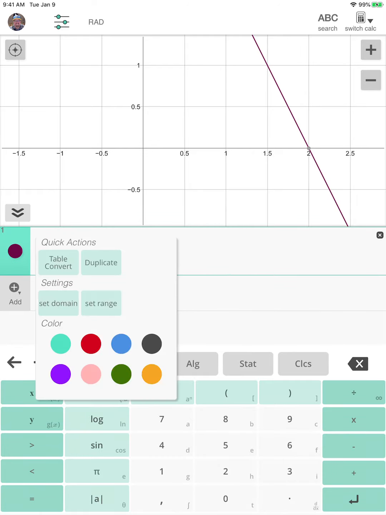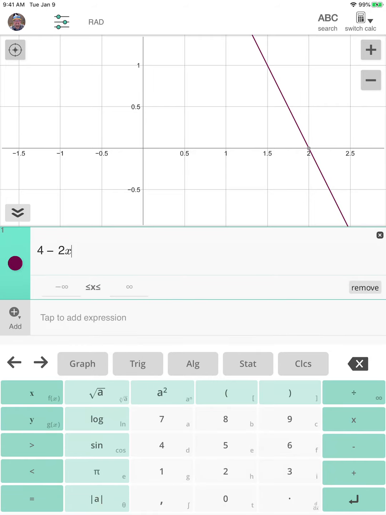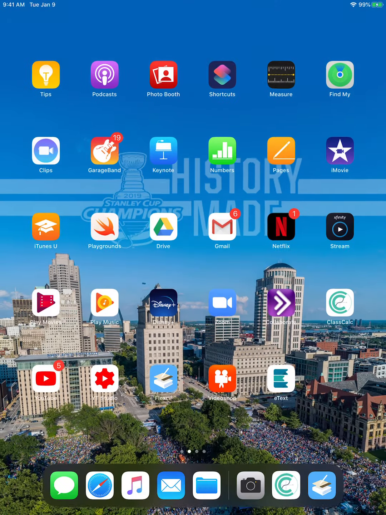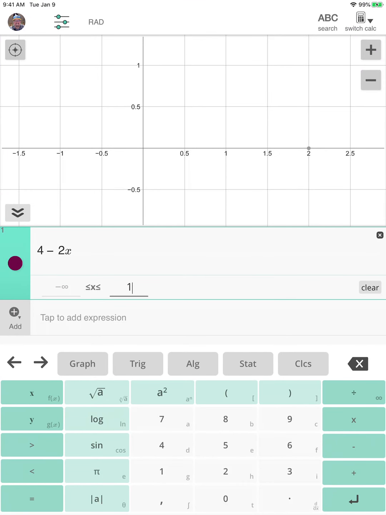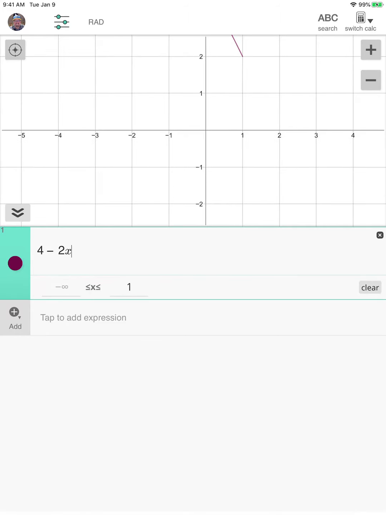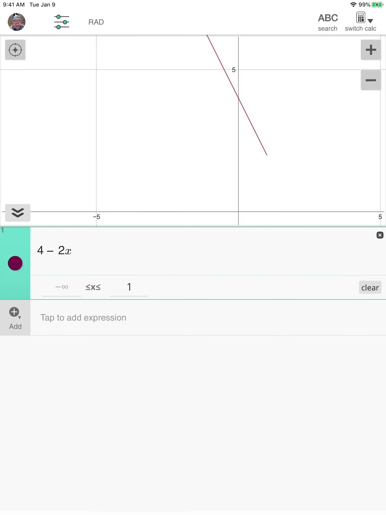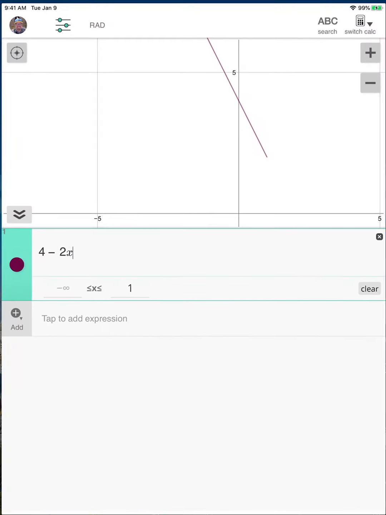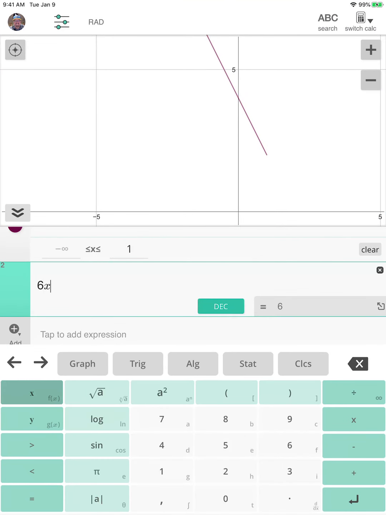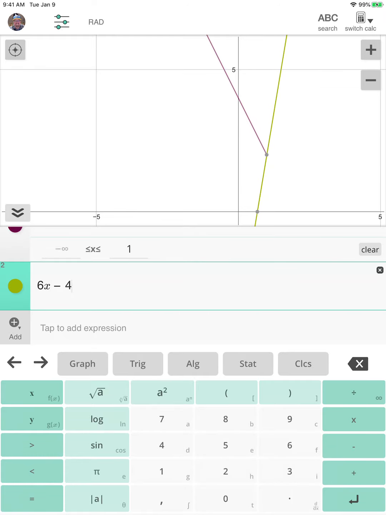So I'm going to click and hold on this purple circle, and it should pop up this menu, and I can pick set domain. And what I want to pick in this case is, I'm pretty sure, x is less than 1. So I put in the 1 there. Okay, 4 minus 2x with x less than 1. Okay, yeah, there it is. And so there's my graph. And now I can put in the other one. So 6x minus 4, and I want to do that for x greater than or equal to 1.